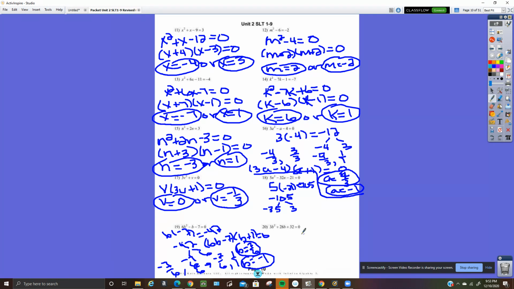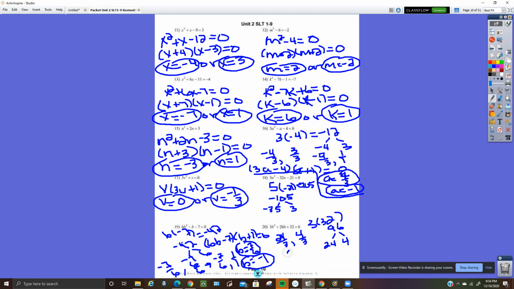All right, so the last one, you want to multiply 3 times 32, which is 96. And then the factors of 96 that give you 28. Let me see. 24 and 4, I think, work. Let's see. Yeah, 24 and 4. Then you want to do 24 divided by 3 and 4 divided by 3.